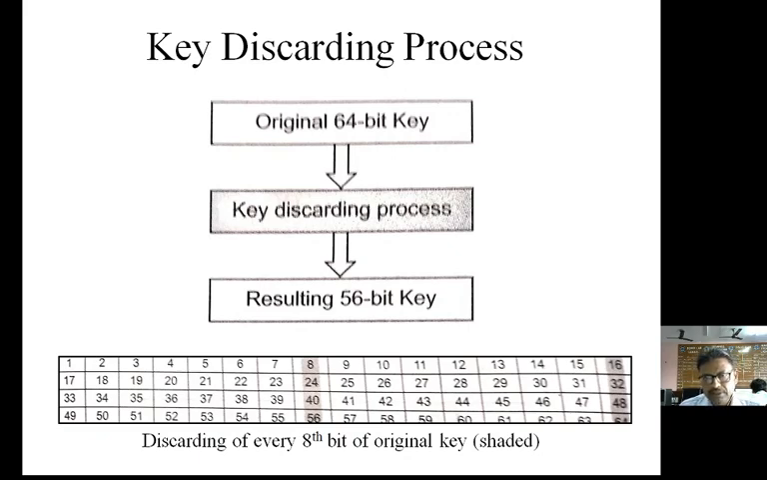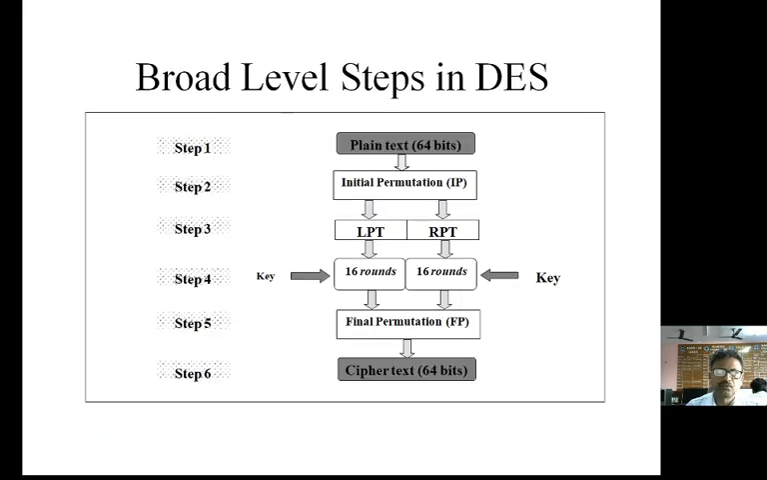As I told you, initially we take the key in its original 64-bit form, but later we adopt a key discarding process by which the 64-bit key is converted into a 56-bit key. The algorithm for the key discarding process is simply that every 8th bit is dropped. If every 8th bit is dropped out of the 64 bits, we are left with only a 56-bit key. So this is the first process: we originally take a 64-bit key, and by using the key discarding process we get the 56-bit key.